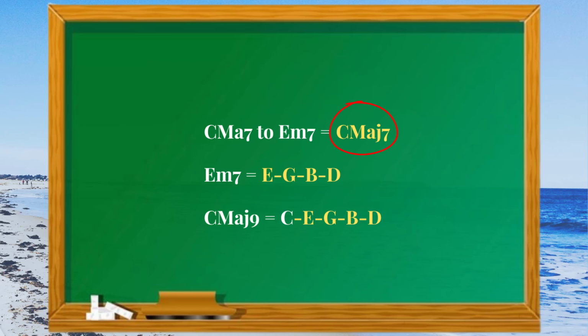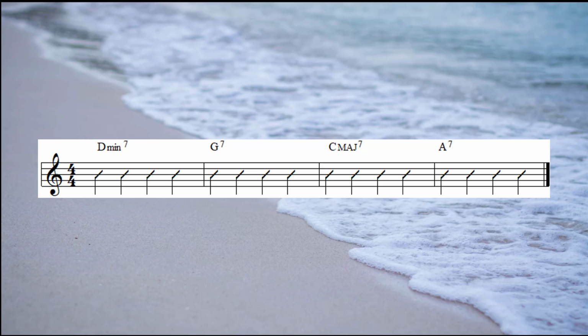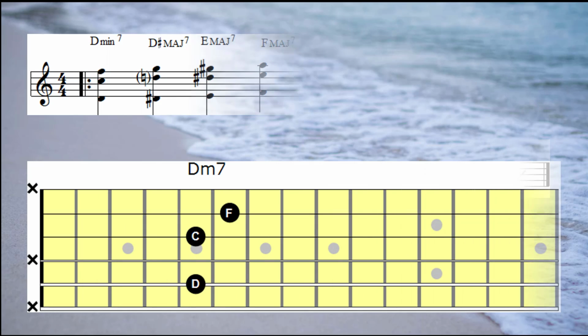So for this next example, I'm thinking of a chord progression that is 1 bar of D minor 7th, 1 bar of G 7th, 1 bar of C major 7th, and 1 bar of A 7th. And I'm using all these walking chords to create movement from this basic set of chords. Let's have a listen.